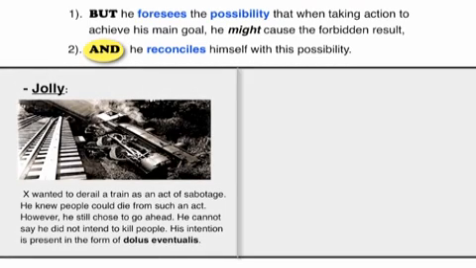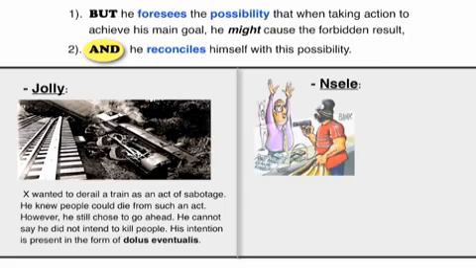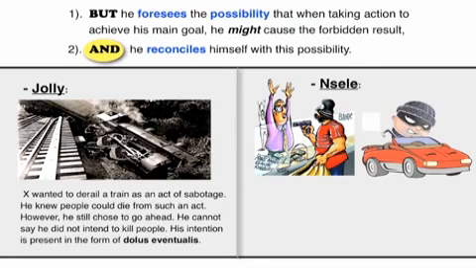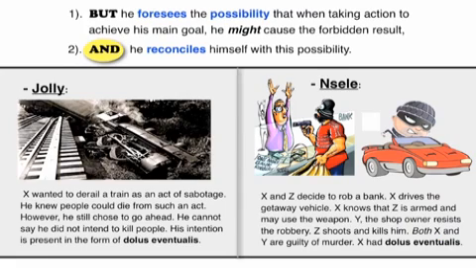In the case of Nsele, X and Z decided to rob a bank. X drives the getaway vehicle. X knows that Z is armed and may use the weapon. Y, the shop owner, resists the robbery. Z shoots and kills him. Both X and Y are guilty of murder. X had intention in the form of dolus eventualis.